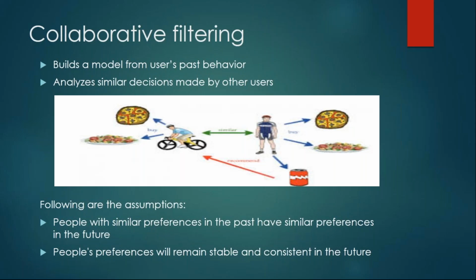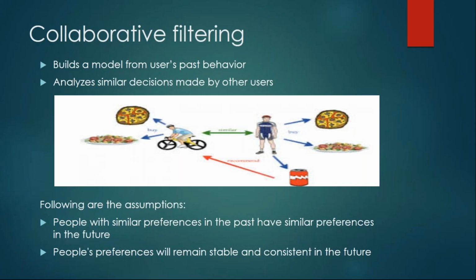Suppose you look at the picture here, we have two users who have similar items. Because they have similar items, like pizza and pizza, or something like sandwich or pizza. Suppose user one has pizza, what happens in this case is the system recommends the other user to taste Coke also. This is your collaborative filtering.